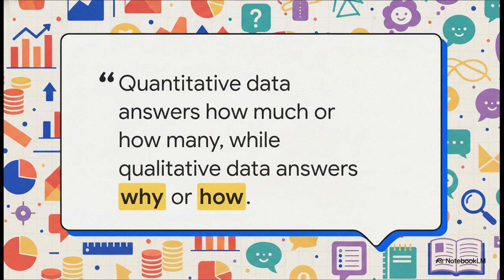So the crucial point is this. If you take away just one central heuristic from our analysis today, let it be this exact distinction. Quantitative data answers the questions how much or how many. Qualitative data answers the questions why or how. Honestly, it's the cleanest, most efficient way to distinguish their unique purposes in the real world.